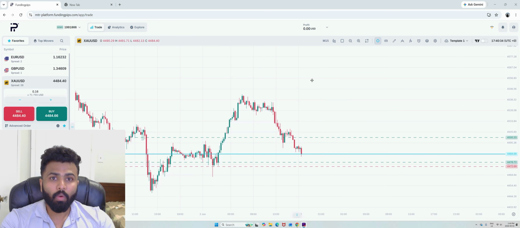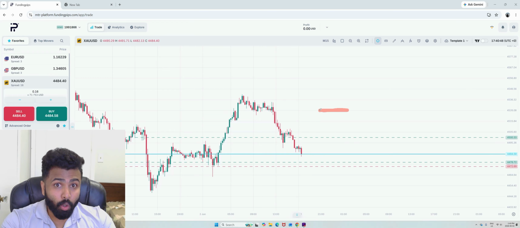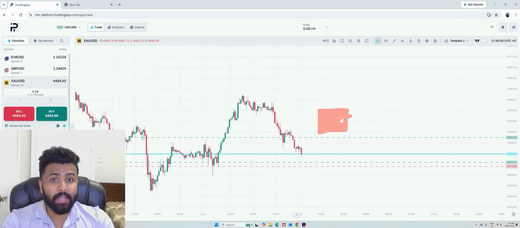Now, what does a red candle mean? Let me switch the color. If the market opens here and it closes below the opening price, then the candle will turn red. Now green means buyer, red means seller. The full bearish candle will look like this.